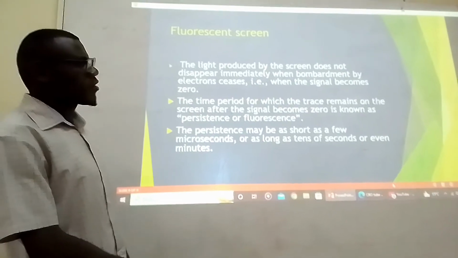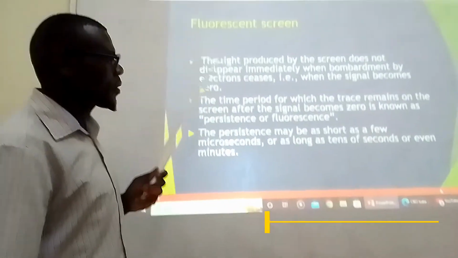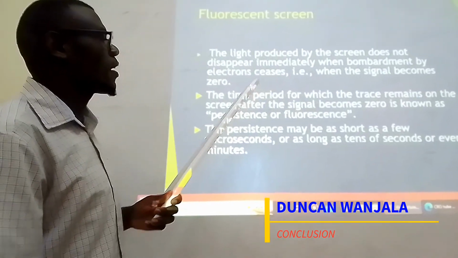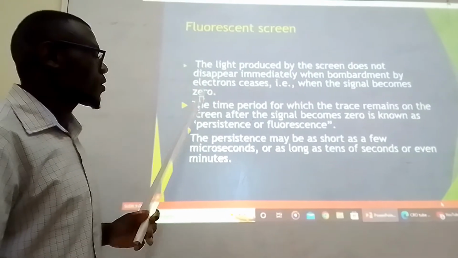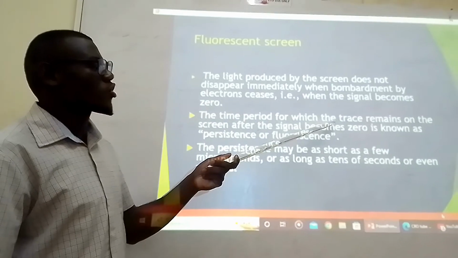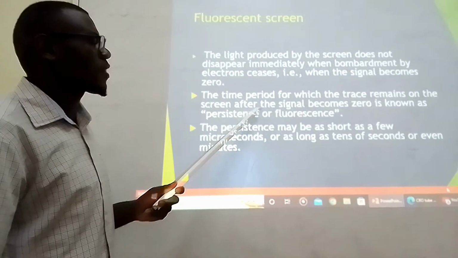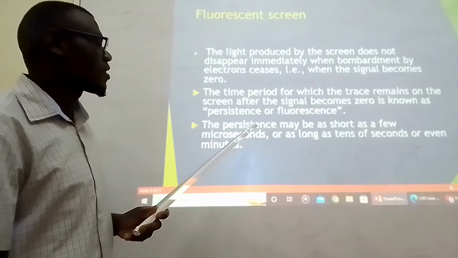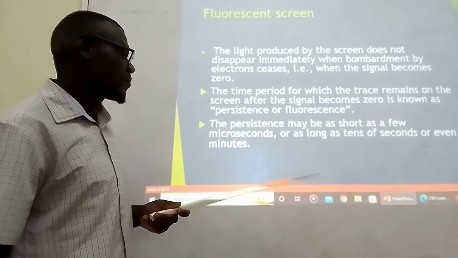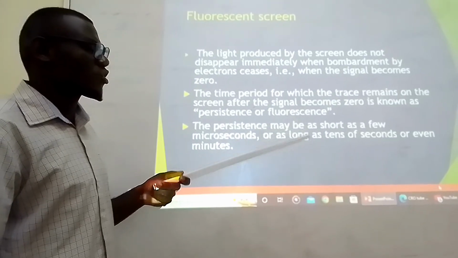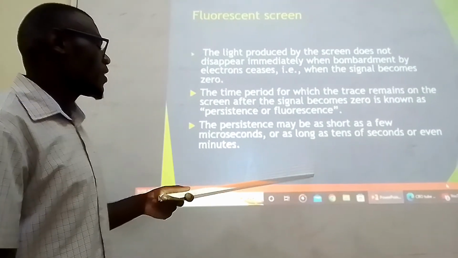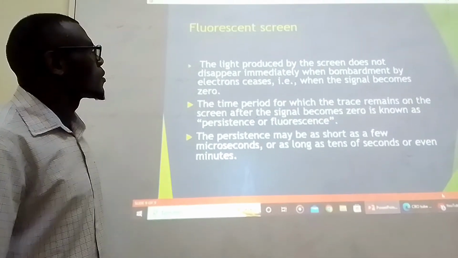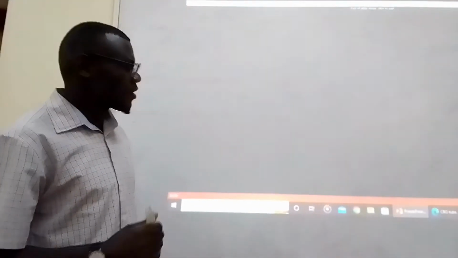The light produced by the screen does not disappear immediately when bombardment by electrons stops, that is, when the signal becomes zero. The time period for which the trace remains on the screen after the signal becomes zero is known as persistence or fluorescence. The persistence may be as short as a few microseconds or as long as tens of seconds or even minutes. That is how the cathode ray tube works, and I hope you have enjoyed the lesson.